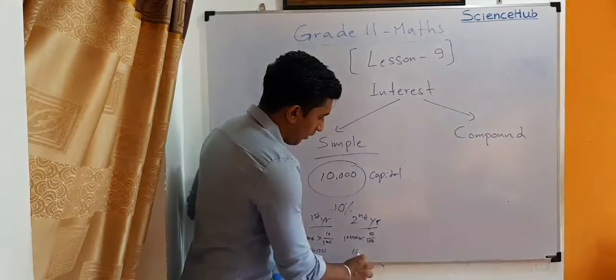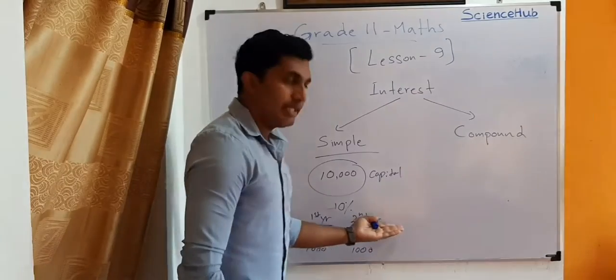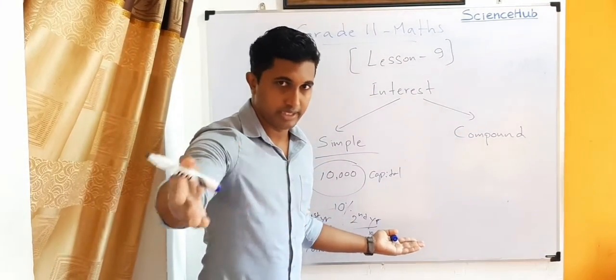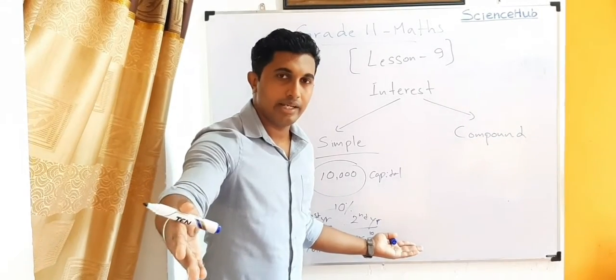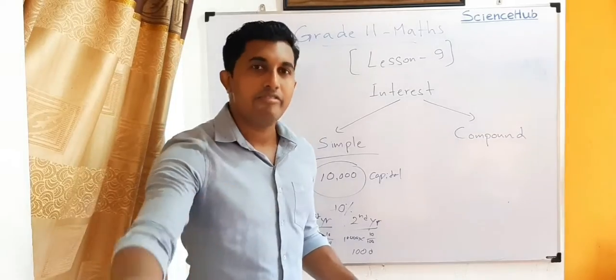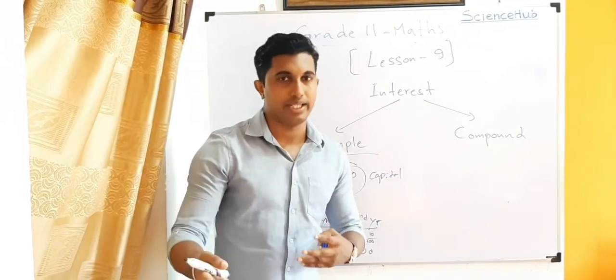Then for the second year also, the interest is 1000. If you deposit for 3 years, then you will get the same interest after every year.